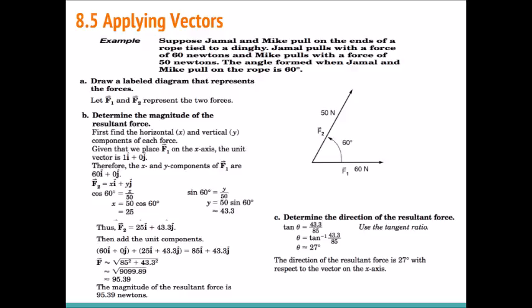Then we're going to add the unit components. So we're going to do 60i plus 0j plus 25i plus 43.3j, and we get 85i plus 43.3j. So the force is going to be about 95.39 newtons. C, determine the direction of the resultant force. So we're going to use a tangent ratio. So we're going to do inverse tan of 43.3 over 85, and we get about 27 degrees. So the resultant force is 27 degrees with respect to the vector on the x-axis.